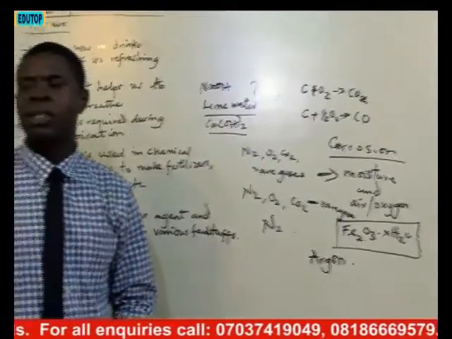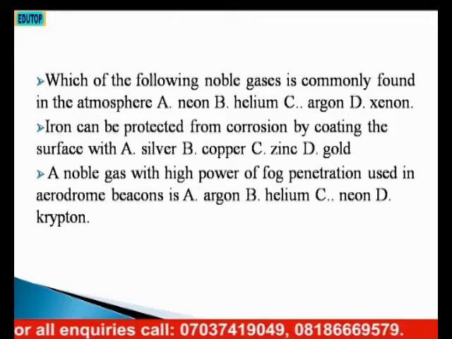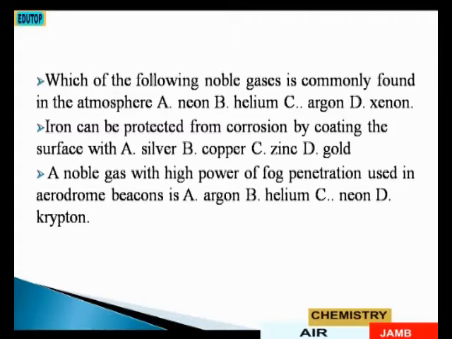So let's see our option. A, neon, out. B, helium, out. C, argon, correct. Then D, xenon. So the correct option here is option C, because argon is the most abundant noble gas in the atmosphere. Question 7.